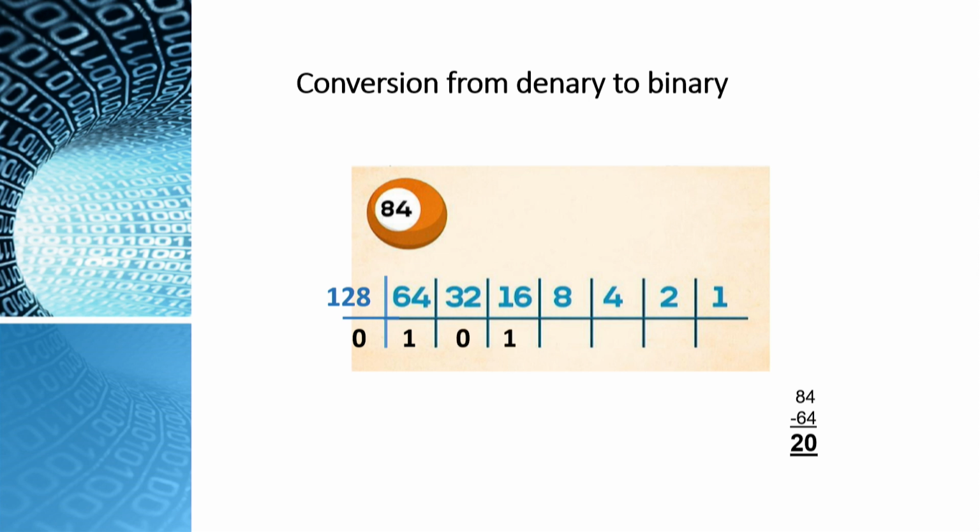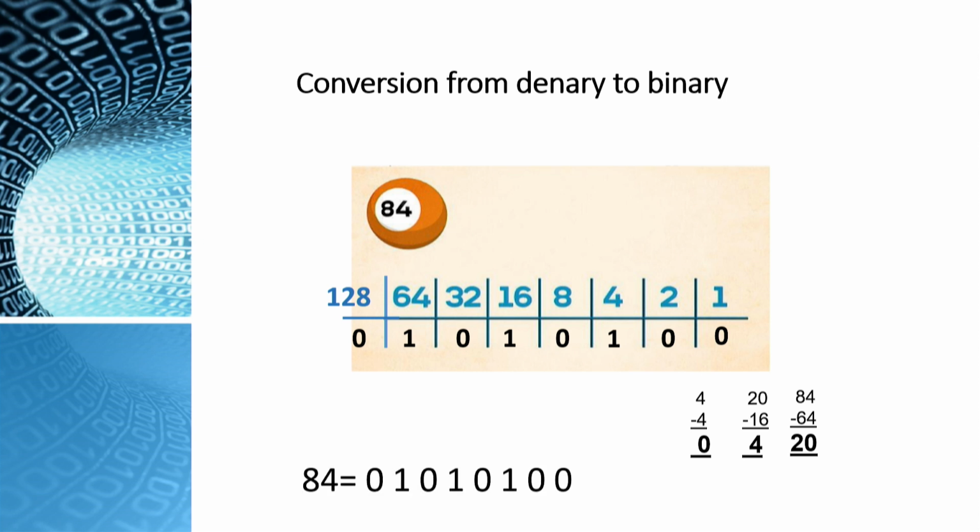Then we find the next highest power of 2 that goes into 20. The highest power of 2 number is 16. 20 minus 16 gives 4. The next highest power of 2 number that goes in 4 is 4. 4 minus 4 is 0. Therefore, 84 in denary is equivalent to 01010100 in binary.